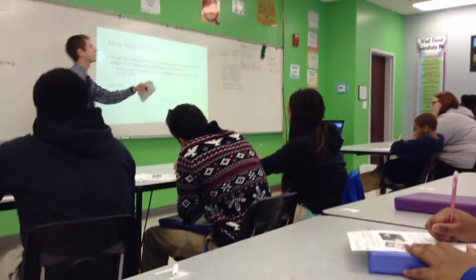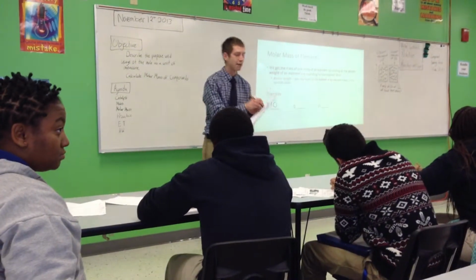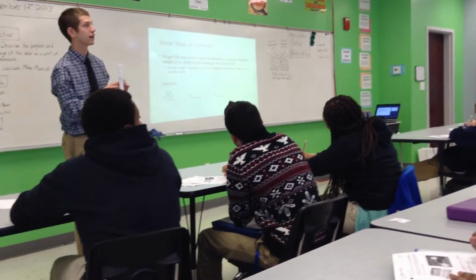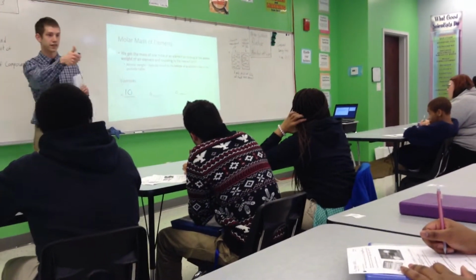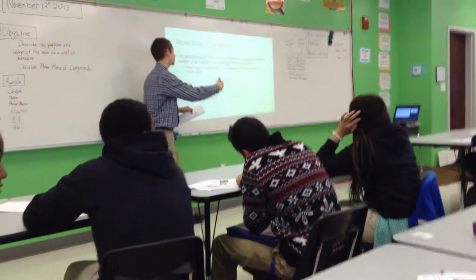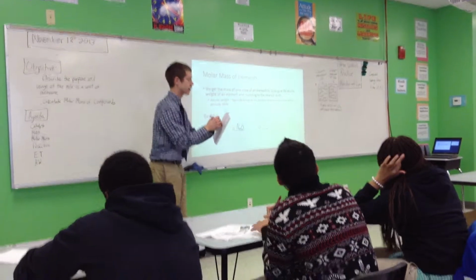Very good. What about for oxygen? If we found its atomic weight and rounded to the nearest tenth, it would just be 16. Very good, because we have 15.999, or 16.0. So we just round it?